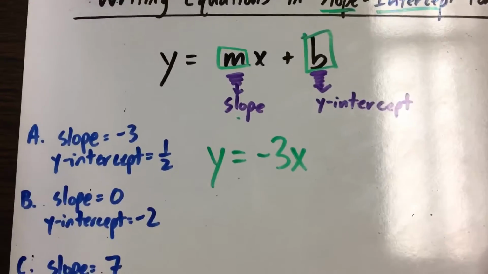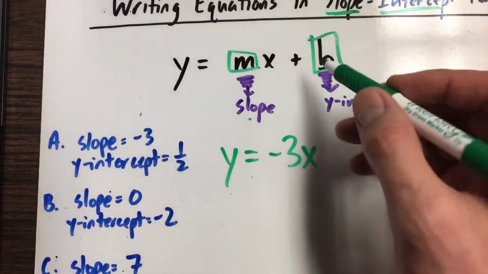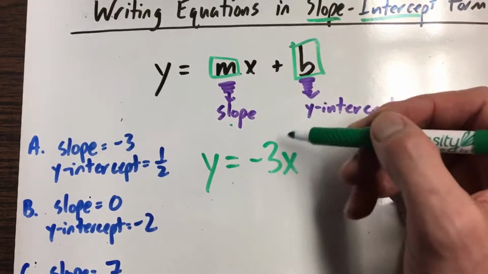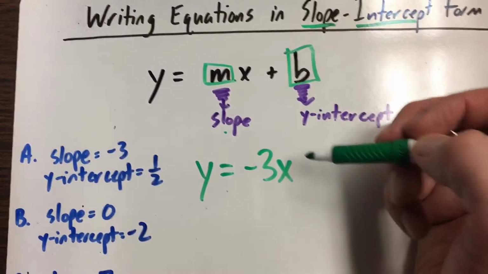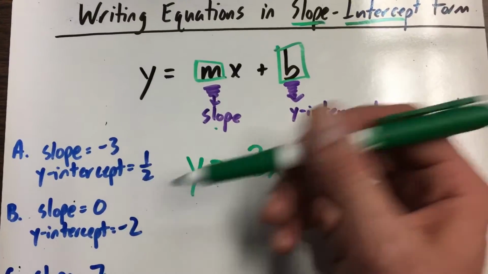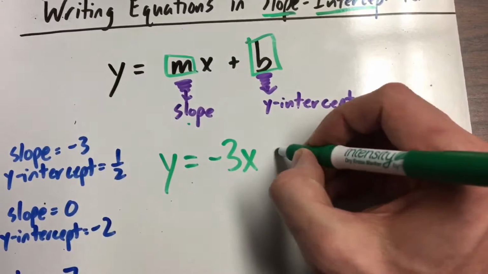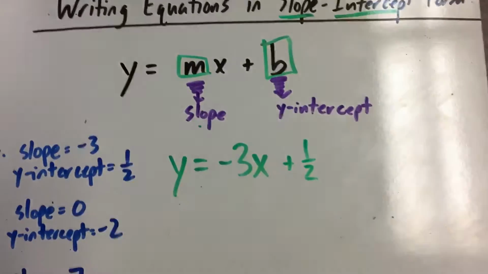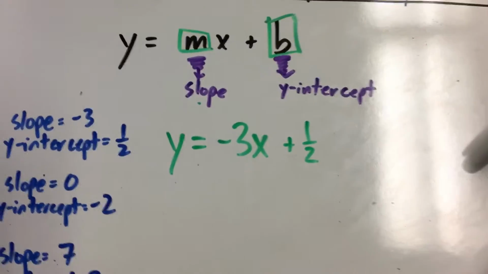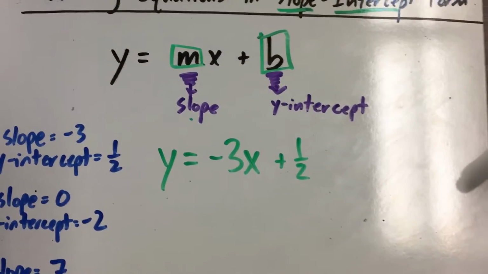And then the y-intercept is always going to be at the end. Now, if it's a positive number, we'll put plus. If it's a negative number, we'll put a minus. This one is a positive y-intercept. A positive 1/2 is our y-intercept, so we're just going to put plus 1/2. And guess what? That's it. Not very difficult today, right?